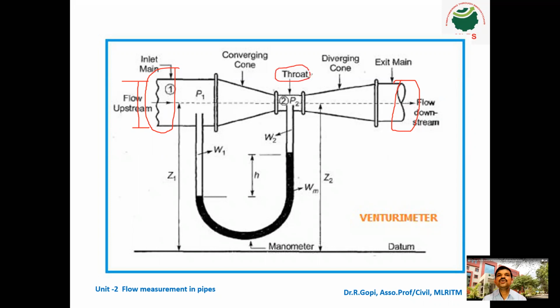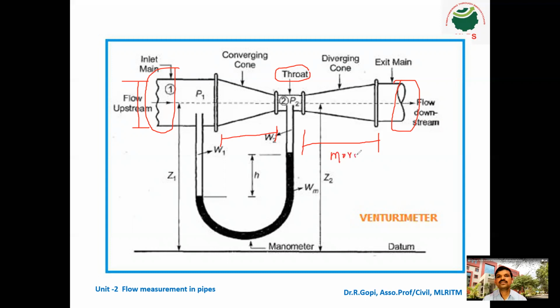The throat has a uniform cross section. The convergent cone does not have a uniform cross section; it is a tapered pipe. But the throat is the uniform section. Then again there is a divergent cone. See, the length of this convergent cone is less than the divergent cone length. The divergent cone length is more.